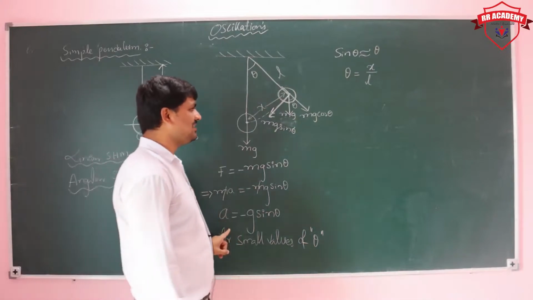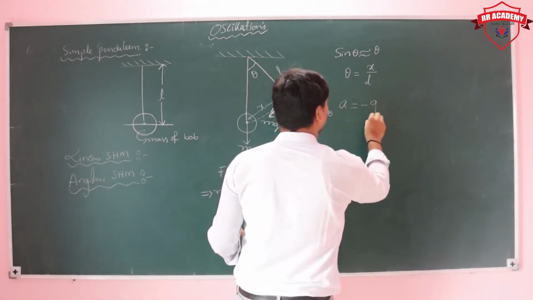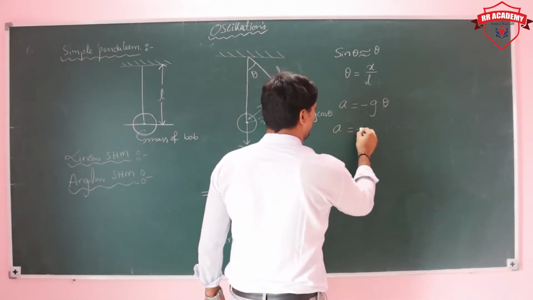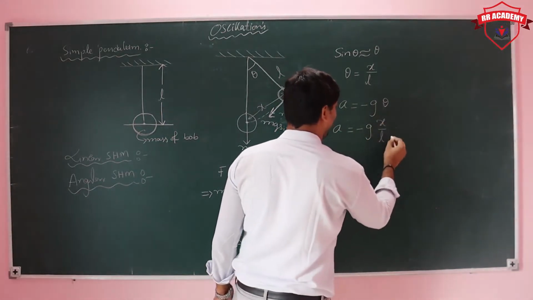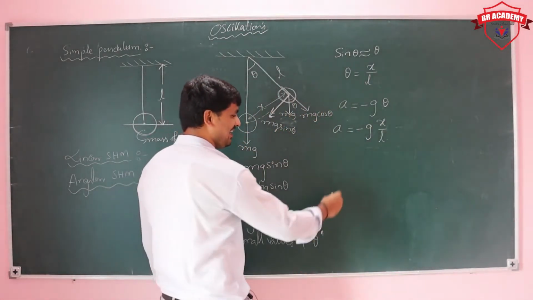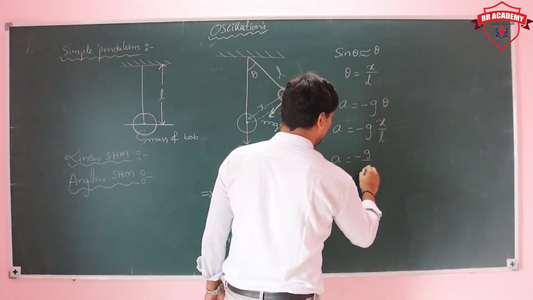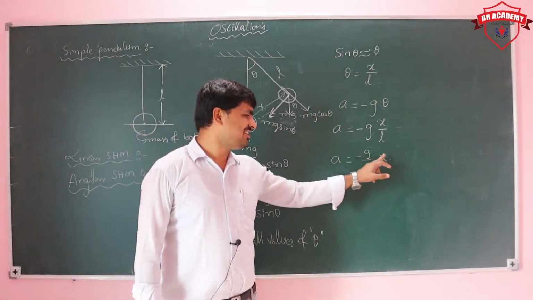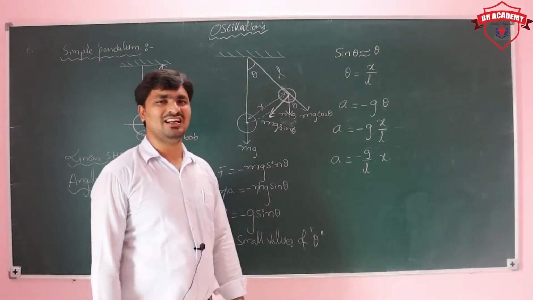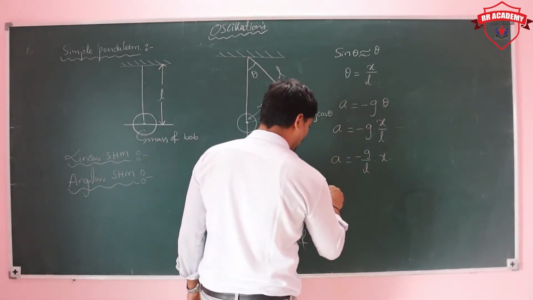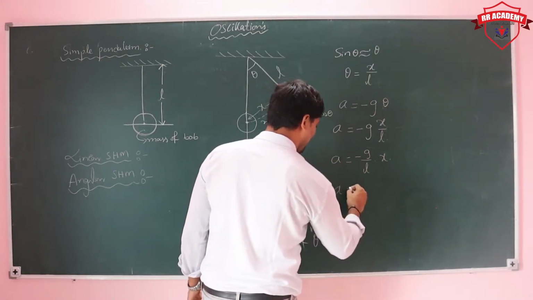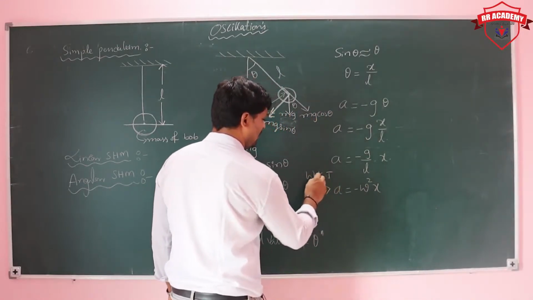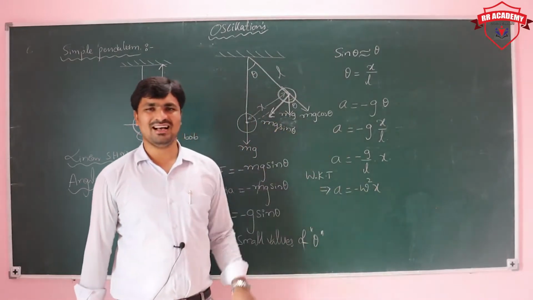Now if we put this in a is equal to minus g sine theta, in place of sine theta taking theta, we get minus g into x by L. Then a is equal to minus g by L into x. We know that acceleration is directly proportional to displacement in the opposite direction. And we also know that according to the simple harmonic motion condition, a is equal to minus omega square x.